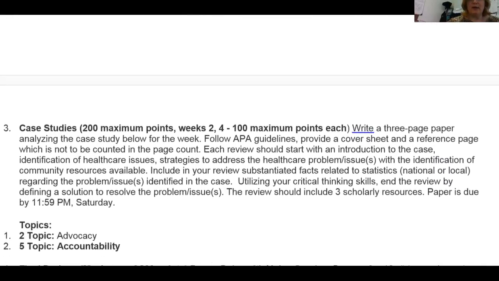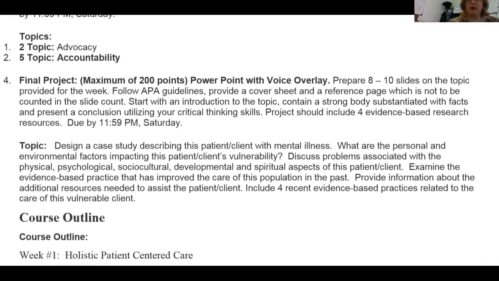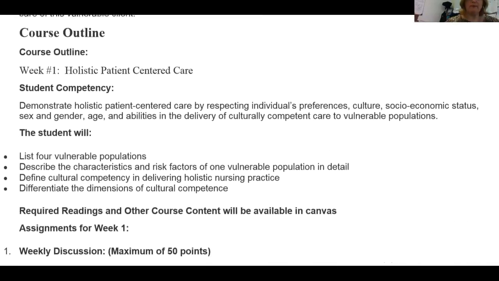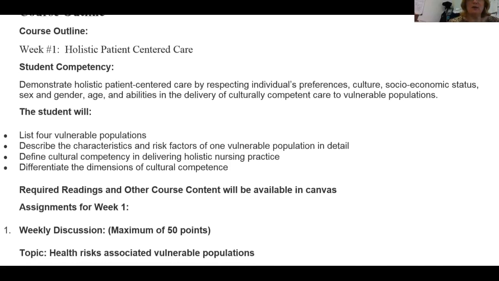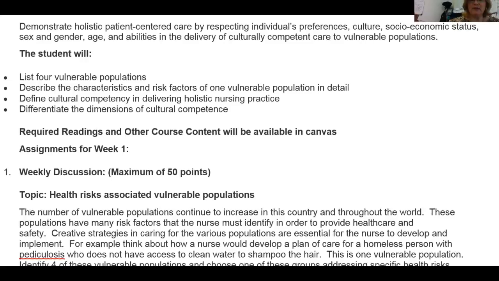As I scroll down, I'm going to scroll through to week 1. So week 1 is holistic patient-centered care, and the competency is to demonstrate holistic patient-centered care by respecting individual preferences, culture, socioeconomic status, sex and gender, age and ability, in the delivery of culturally competent care to vulnerable populations. And you can see what is expected of you, the student will, and there's 4 things listed.